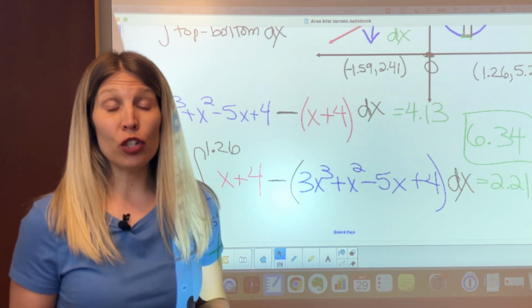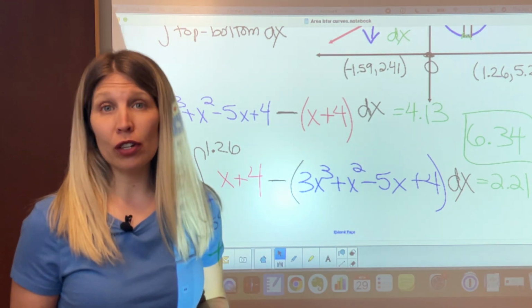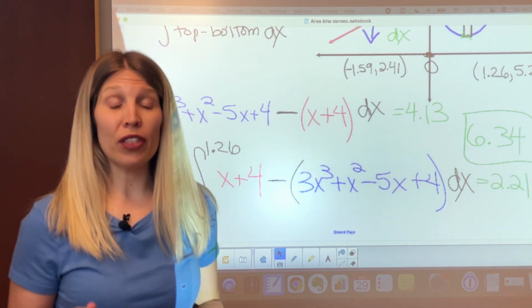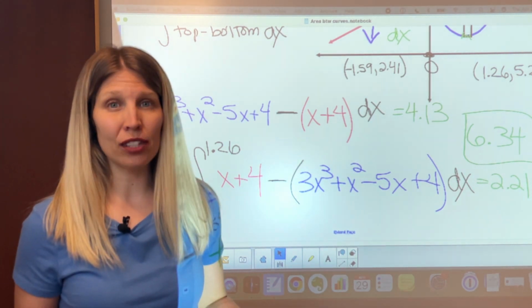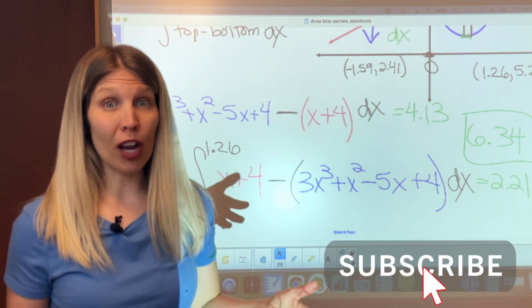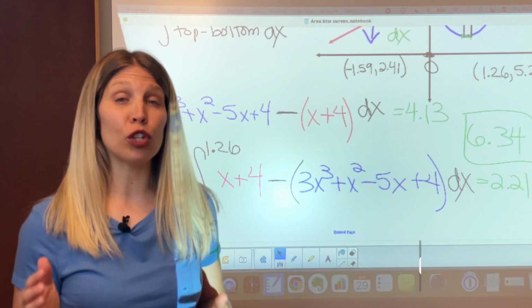Hopefully this helps simplify area between two curves for you. Remember, first thing you need to do is graph the functions. Find their intersection points on your calculator. Set up the integral problem with top minus bottom if it's a dx, right minus left if it's a dy. Make sure you know who is the boss to decide if your bounds should be x or y values.